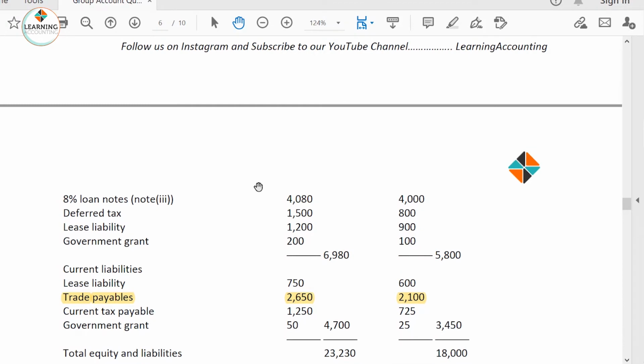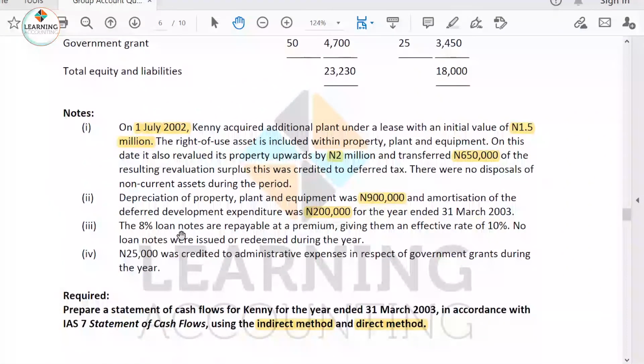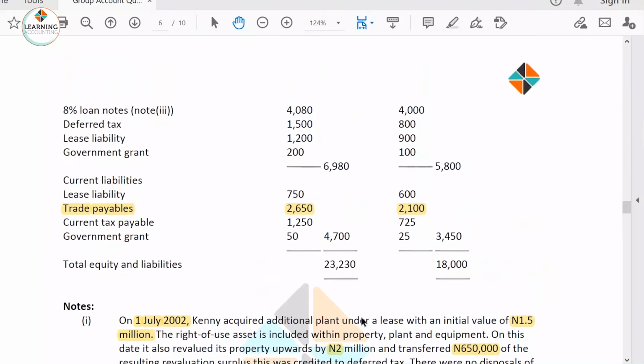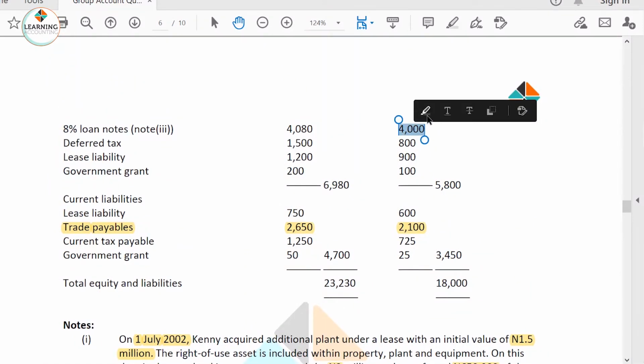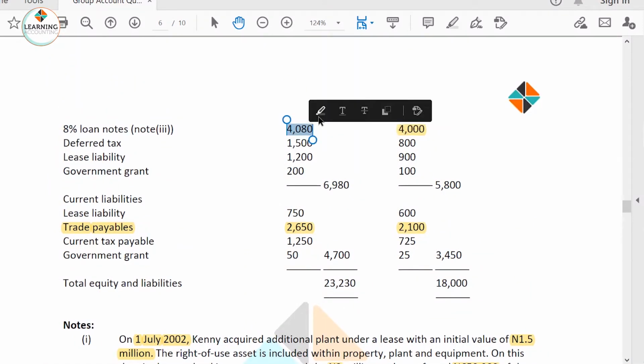So for the non-current liability section, there is a note to that. So let's check out the note. They said that the 8% loan notes are repayable at a premium, giving them an effective rate of 10%. No loan notes were issued or redeemed during the year. So that's information. So you can guess why there's 4,000 here and there's 4,080 here.